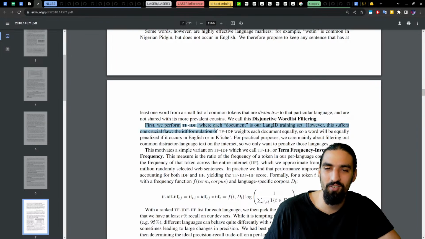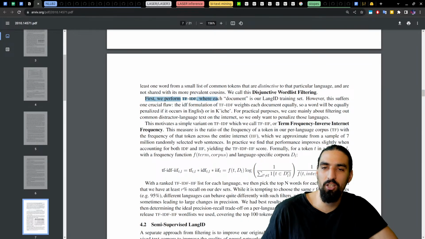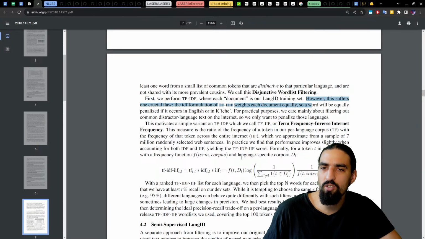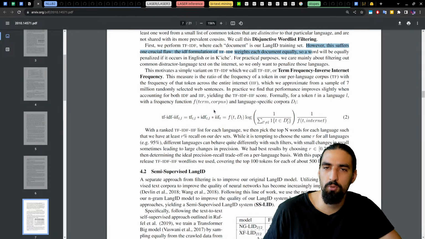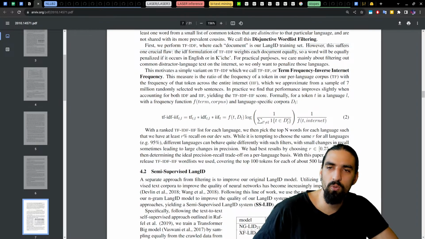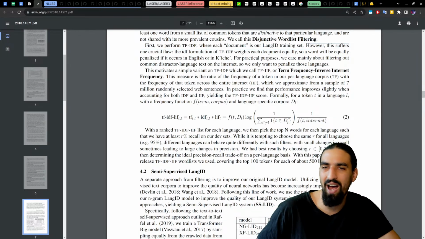First, we perform TF-IDF, where each document in our LangID training set is a document. However, this suffers one crucial flaw. The IDF formulation of TF-IDF weights each document equally, so a word will be equally penalized if it occurs in English or in Quiche. For practical purposes, we care mainly about filtering out common distractor language text on the internet, so we only want to penalize those languages. This motivates a simple variant on TF-IDF, which we call TF-IIF, or term frequency inverse internet frequency.